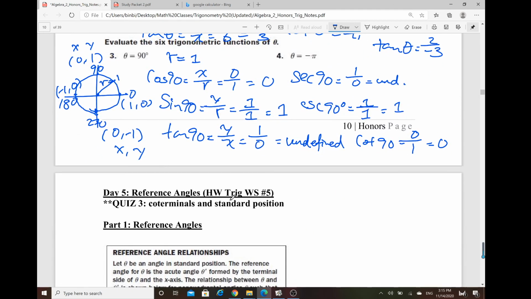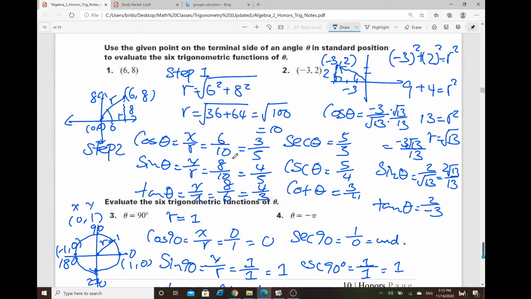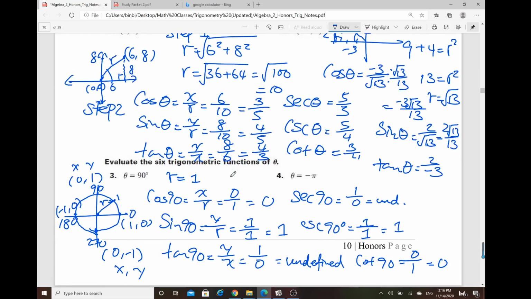Okay, so for the reference angles, we'll get to that in the next video. So again, if you have any questions or need any help, just rewatch the video first, and then you probably want to pause and take notes.